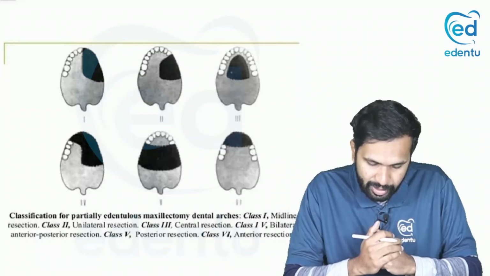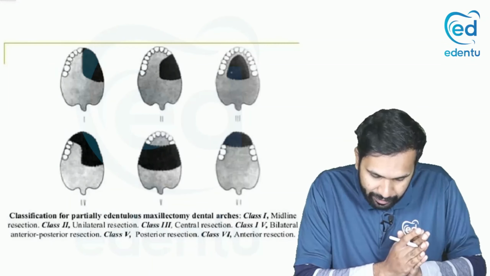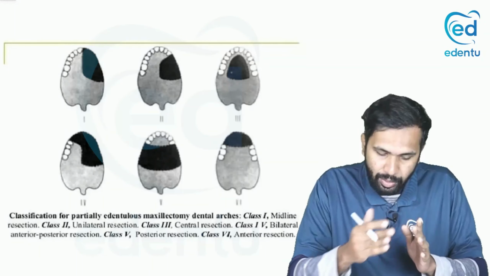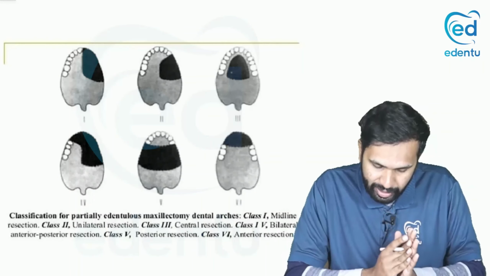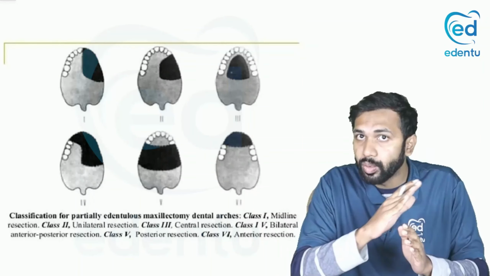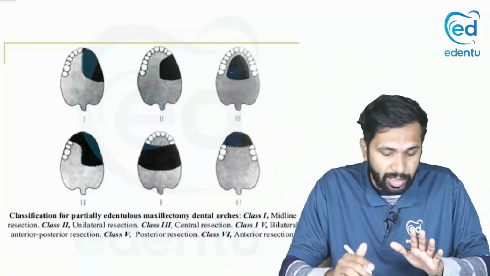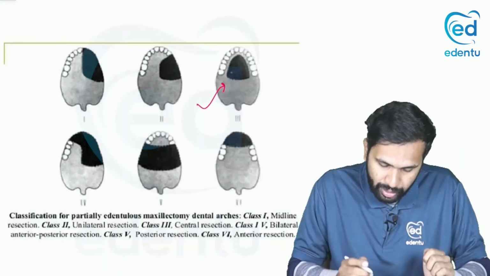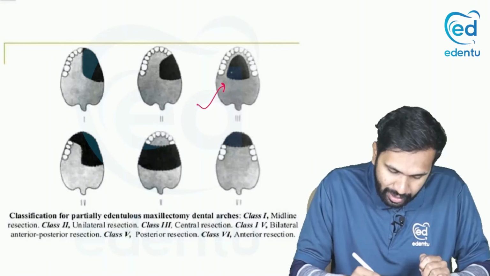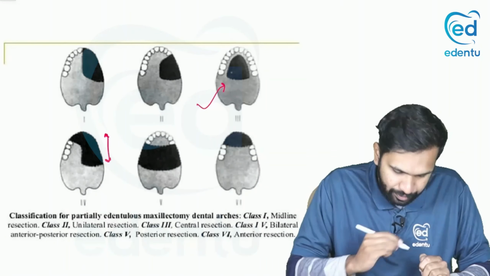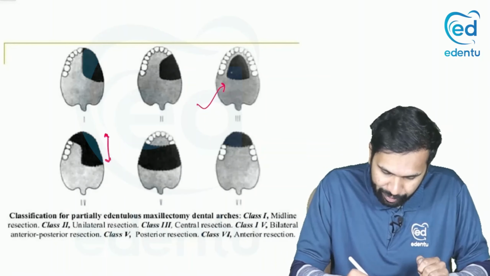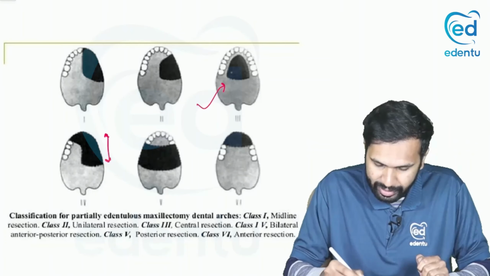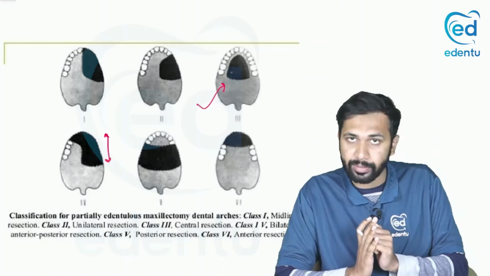Class 1: the defect is present on one side of the midline. Class 2 is again a unilateral dissection, but the anterior has been left behind. Class 3, there is no alveolar process or teeth removed. It is only the central portion of the maxilla that is removed. Class 4 is your bilateral antero-posterior resection. Class 5 is just the posterior bilateral dissection, and class 6 is just the bilateral anterior resection.